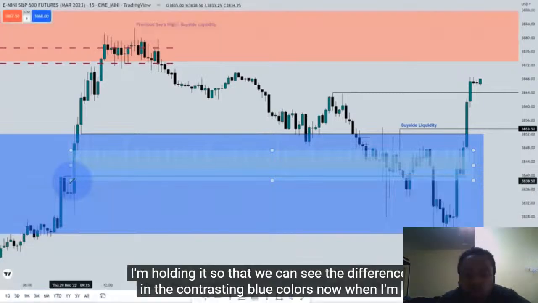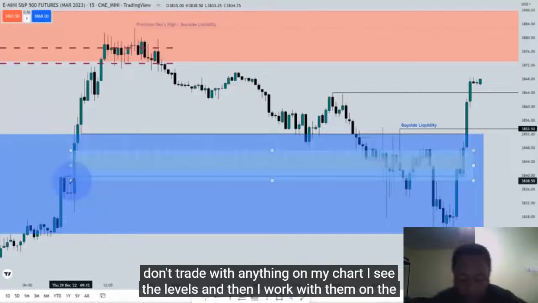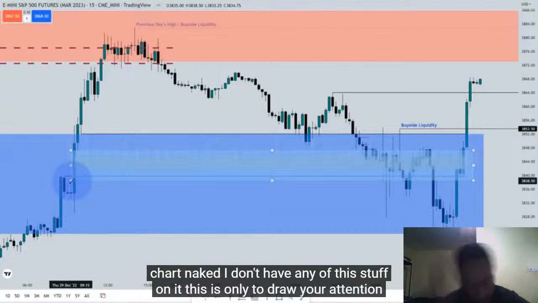Now, when I'm trading, and this is going to be a very difficult thing for me to get through, admittedly, I don't trade with anything on my chart. I see the levels, and then I work with them on the chart naked. I don't have any of this stuff on it.